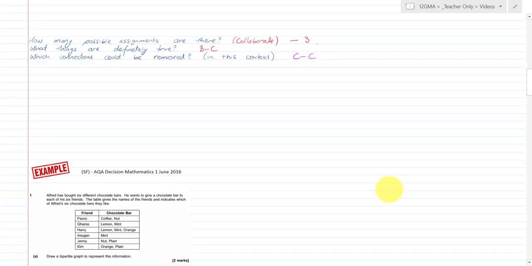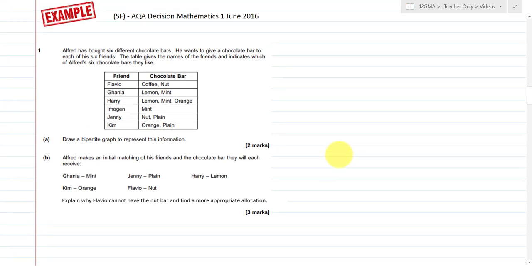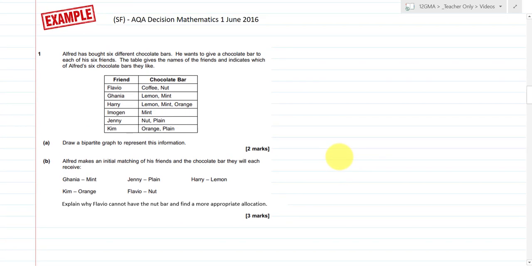Here's another example from the AQA exam board in the UK again, but I'll put this one down as a simple familiar. Decision Maths 1, June 2016. Alfred has bought 6 different chocolate bars. He wants to give a chocolate bar to each of his 6 friends. The table gives the names of his friends and indicates which of Alfred's 6 chocolate bars they like. So you can see this is alphabetical. He's got nice alphabetical friends again.